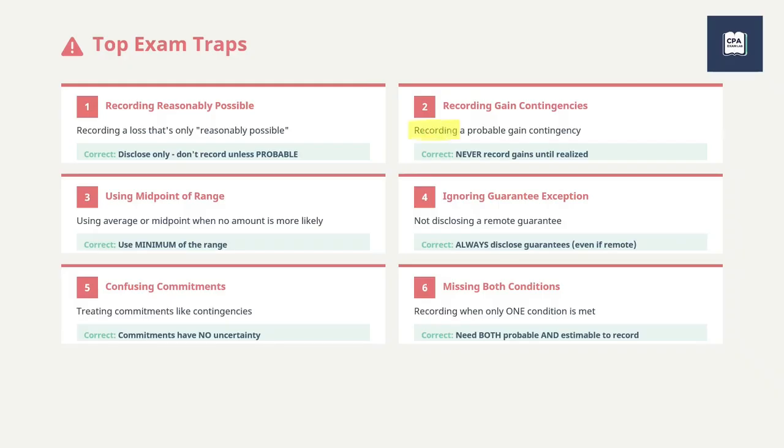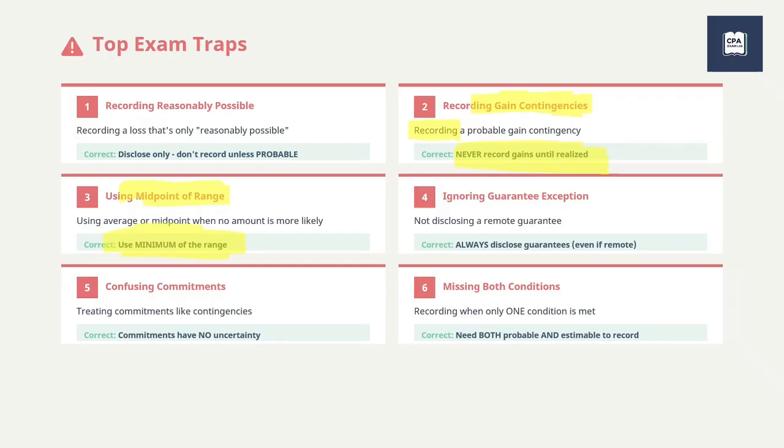The second one is gain contingencies. For loss contingencies, we record it if it's probable, but if it's a gain contingency, we do not record it until realized, for conservatism. If they give us a range and they say this is more likely, we use the more likely one. But if they do not say more likely, which they usually do not, use the minimum of the range.